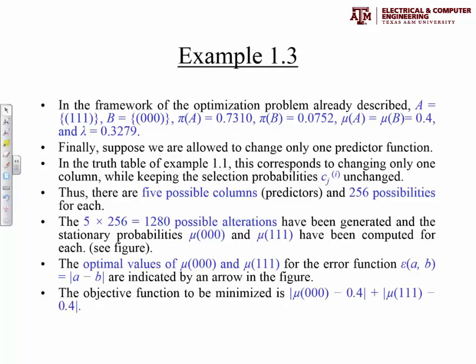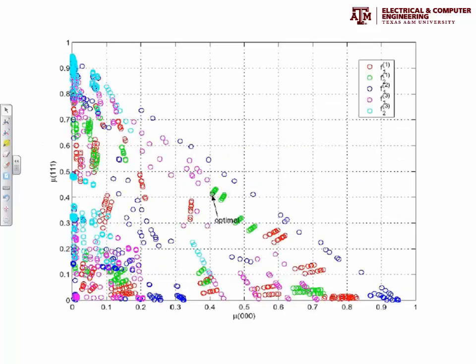And finally, suppose we are allowed to change only one predictor. In the truth table of that example, this corresponds to changing only one column while keeping the selection probabilities unchanged. Thus, there are 5 possible columns and 256 possibilities for each. So there are 1280 possible alterations. So you generate those and calculate the stationary probabilities for these 2 states for each one of them, and you get a plot like this. This is what the diagram looks like.